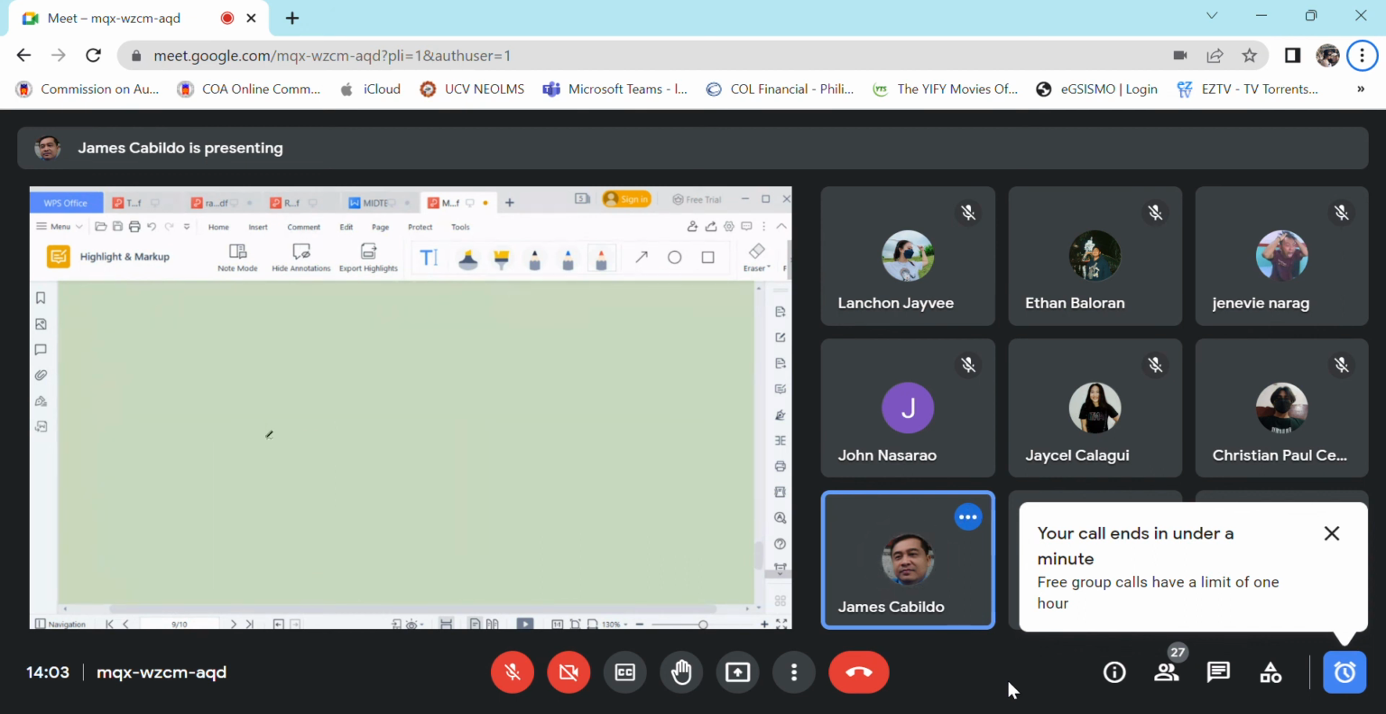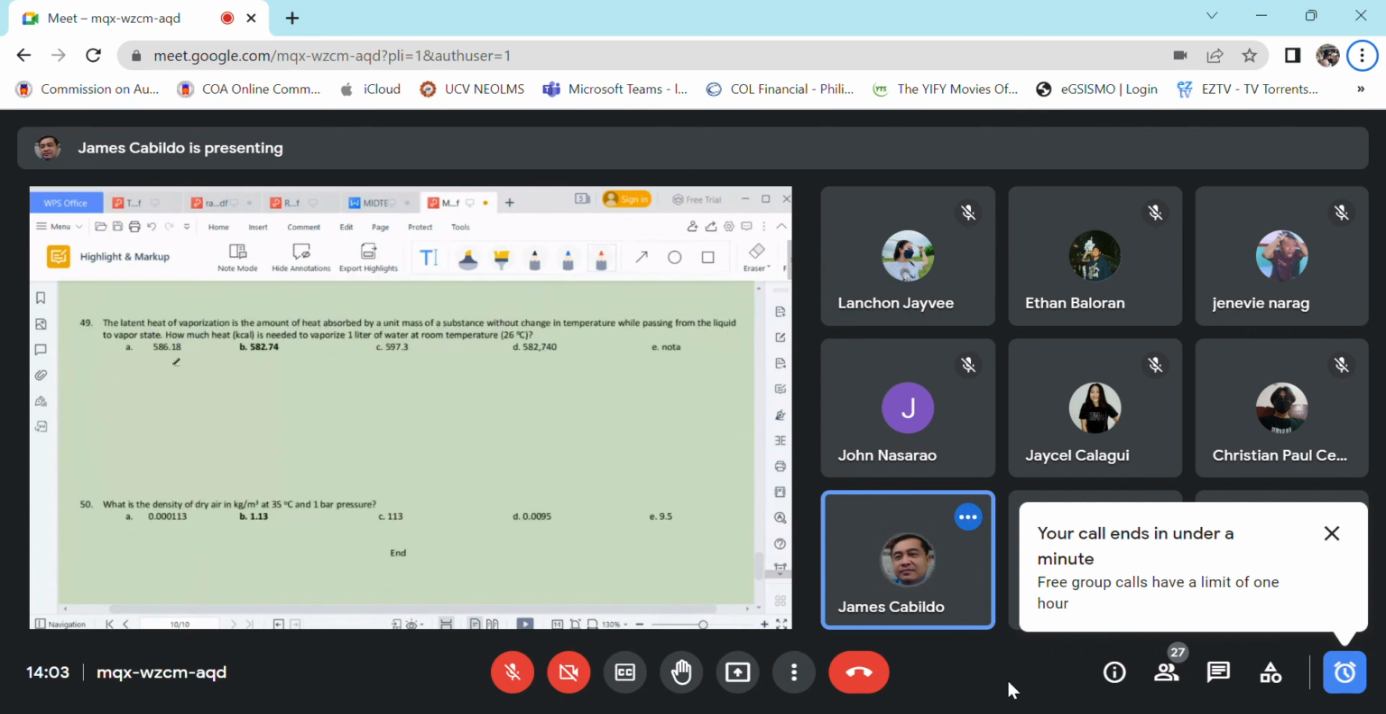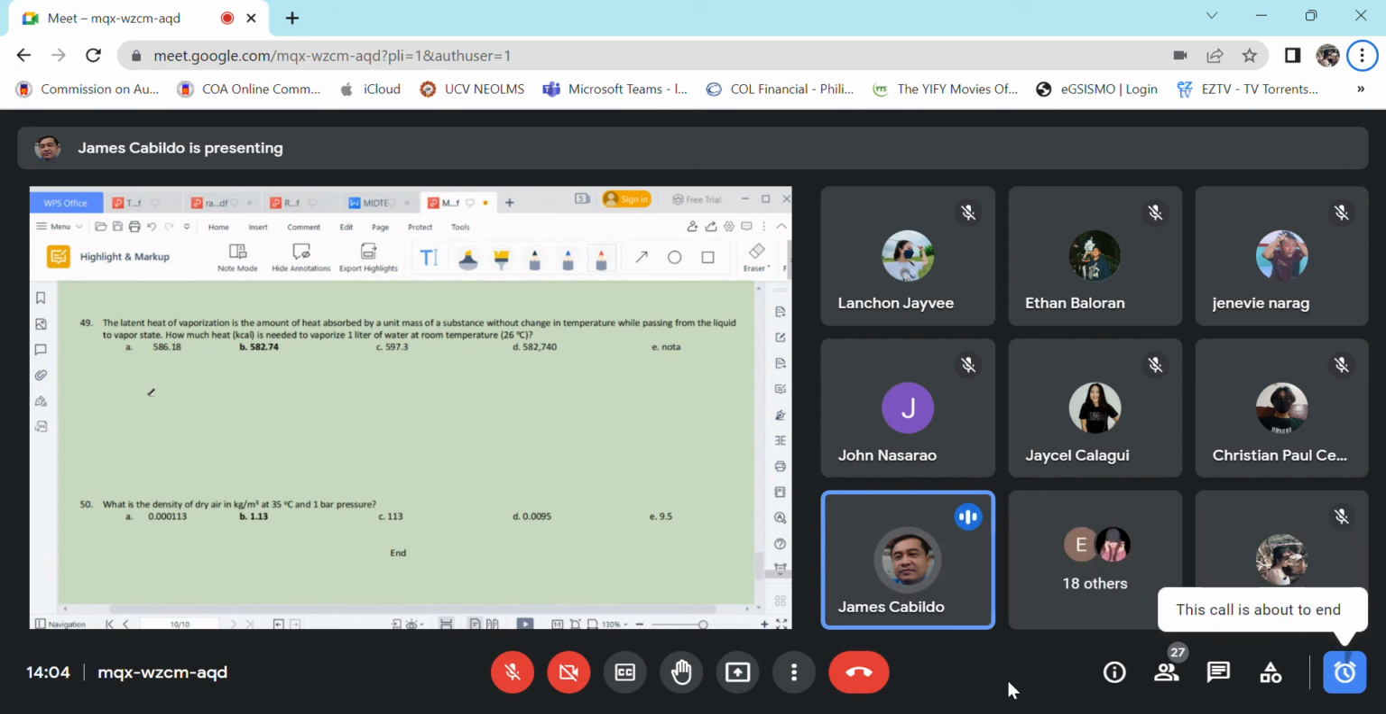Next, 49. Okay, tapusin na lang natin. Konti na lang. Latent heat of vaporization, meron tayong formula nito. Latent heat of vaporization is the amount of heat absorbed by unit mass of substance without change in temperature while passing from liquid to vapor state. How much heat in kilocalories is needed to vaporize 1 liter of water at room temperature 20 degrees centigrade? Meron tayong formula. H is equal to a certain value minus a certain subscript, and then multiplied by T in degrees centigrade. Can you remember the formula?